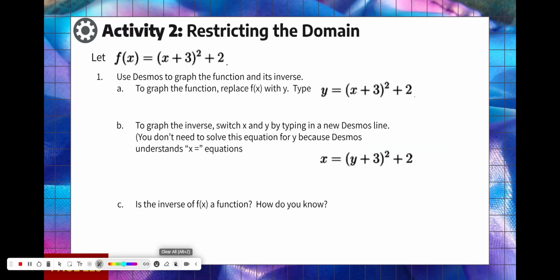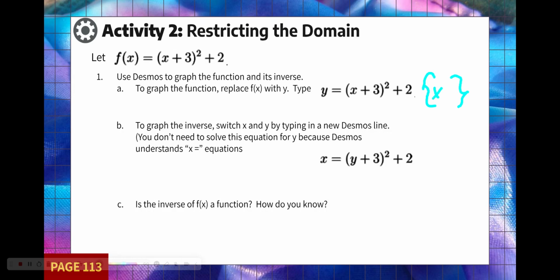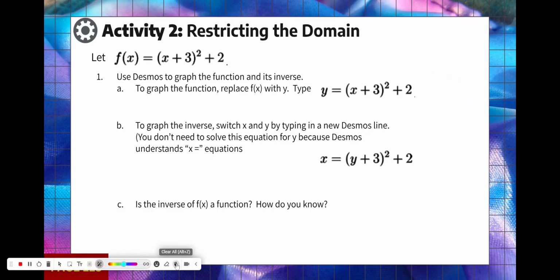I'll go next. Restricting the domain. Okay. Now, previously, and actually earlier today when we did our lesson, we used braces like that to restrict any domain, right? Like x is greater than 4, something like that. This is where we need to find which one is the true statement or something like that. Now, how to use restricting domain?